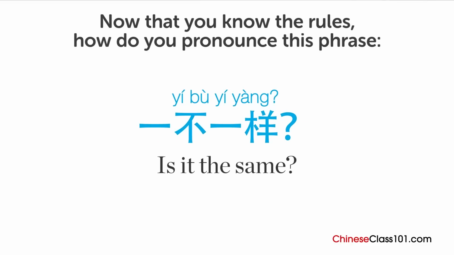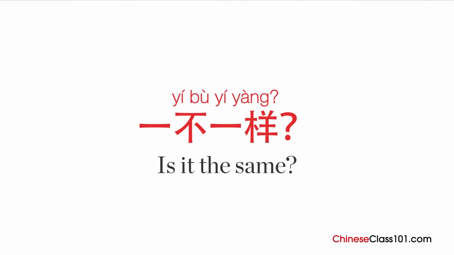How do you pronounce this phrase? Let's work backwards. The second 一 is followed by a fourth tone, yang. So 一 here should be the second rising tone, 一样. Now the bu here is followed by a second tone, 一. So bu here should be the fourth tone, 不一样. Now the first 一 is followed by a fourth tone, bu. So the first 一 itself should be the second tone, 一不一样. So problem solved. This phrase is pronounced as 一不一样.